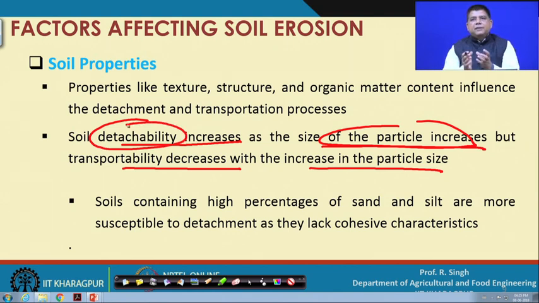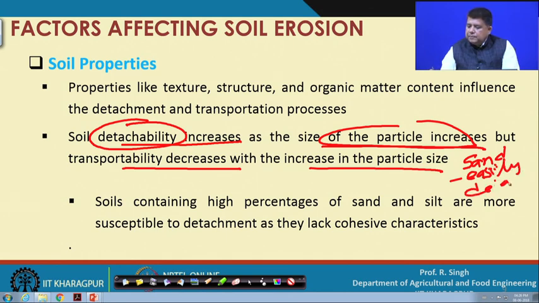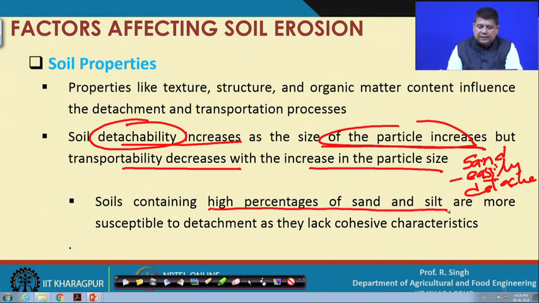For example, if there is a sand particle, it can be easily detached. But the same soil particle, because its size is more, the transportation will be much more difficult in this case. And soil containing a high percentage of sand and silt is more susceptible to detachment. That is the reason that detachability is more, as they lack cohesive characteristics.